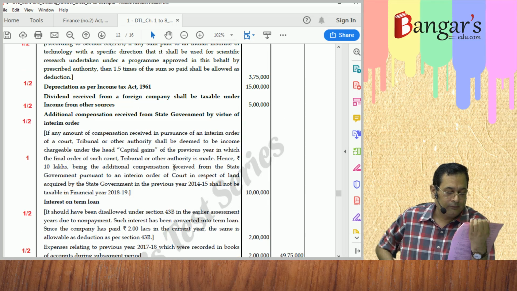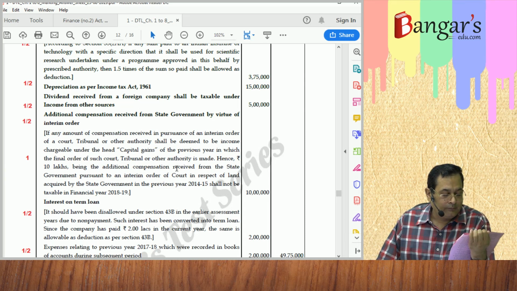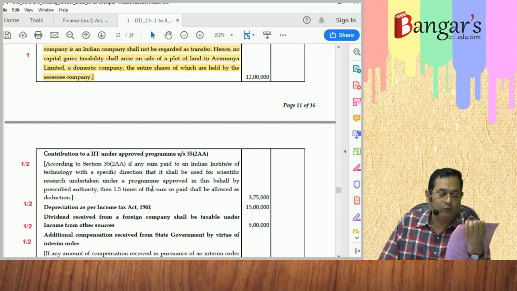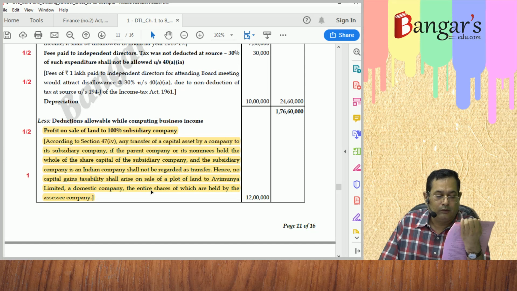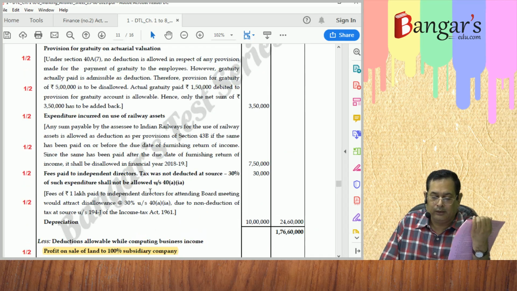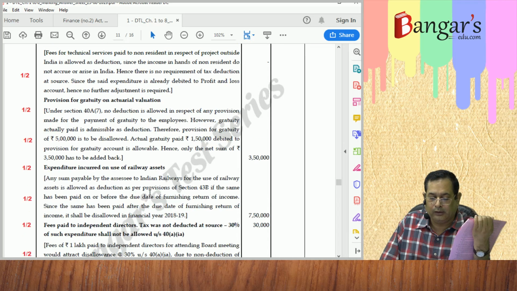Then next is payment to contribution of 2,50,000 to Indian Institute of Technology with a specific direction that it will be used for the approved program. So in case you pay any amount to Indian Institute of Technology with a specific direction, then 1.5 times of the sum so paid will be allowed as deduction under section 35(2)(a).